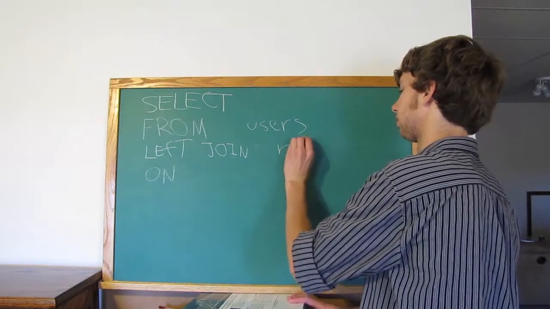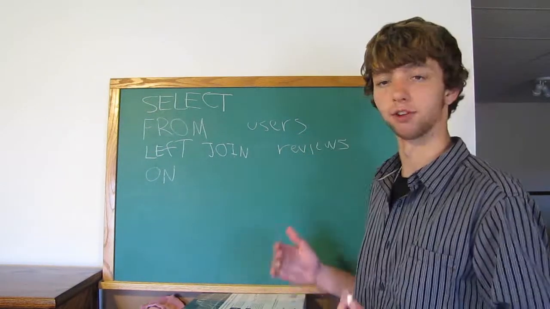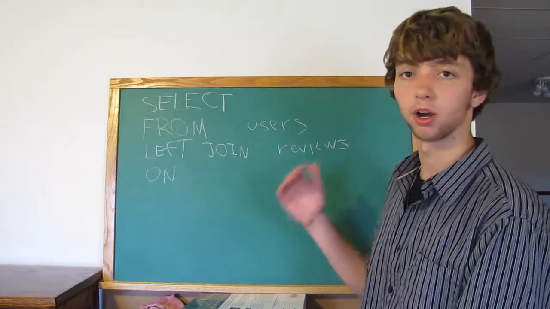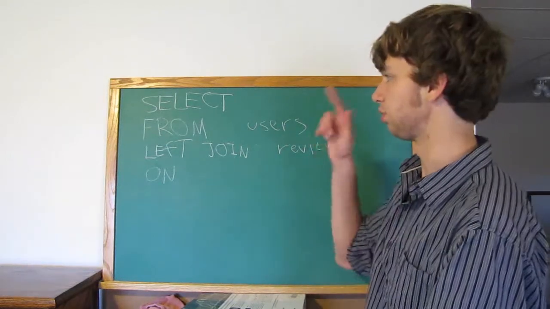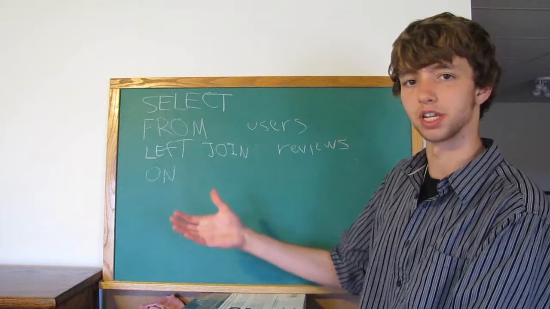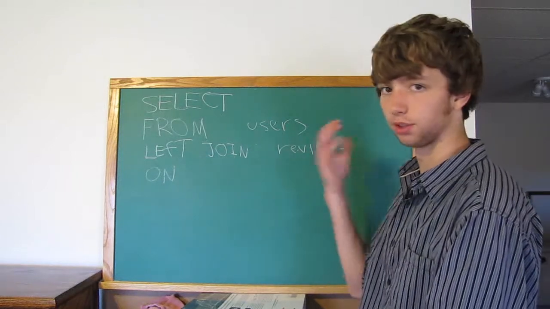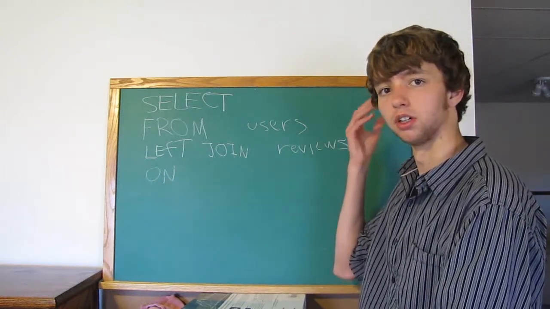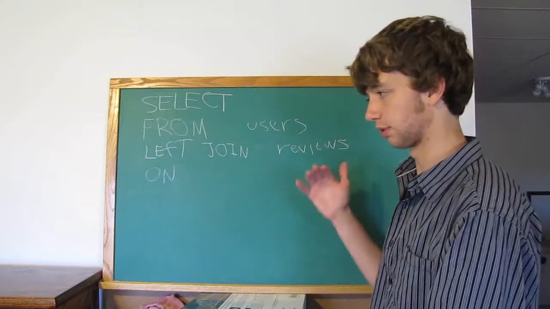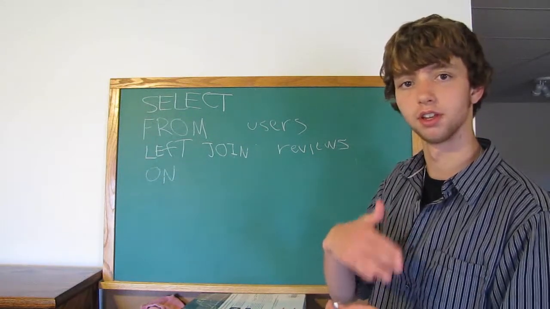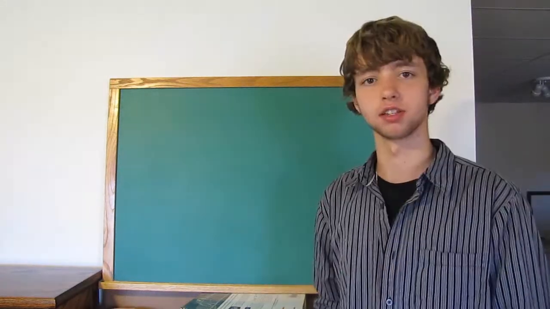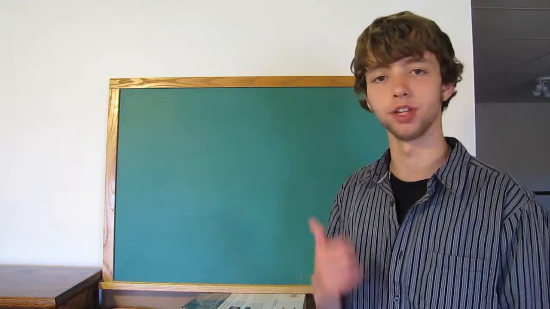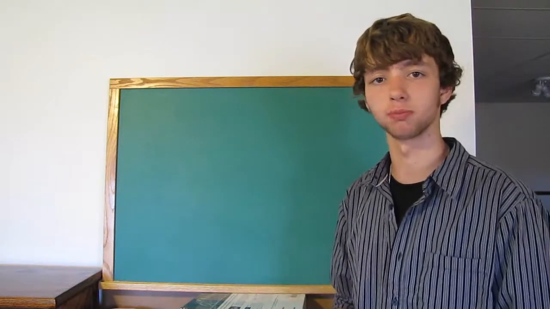reviews table. And for on, you just need to put where something is equal. So the user ID within the users table is equal to the user ID within the review table, because one references the main user. That is all I have to say for now about inner and outer joins on the chalkboard.